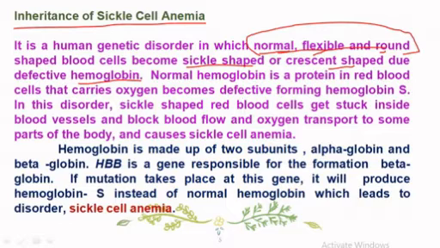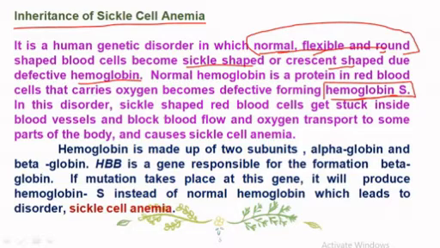Normal hemoglobin is a protein in red blood cells that carries oxygen. It becomes defective, forming hemoglobin S. So normal hemoglobin becomes hemoglobin S, which is defective hemoglobin. When normal hemoglobin gets converted into hemoglobin S, it forms such sickle shaped and crescent shaped RBCs.